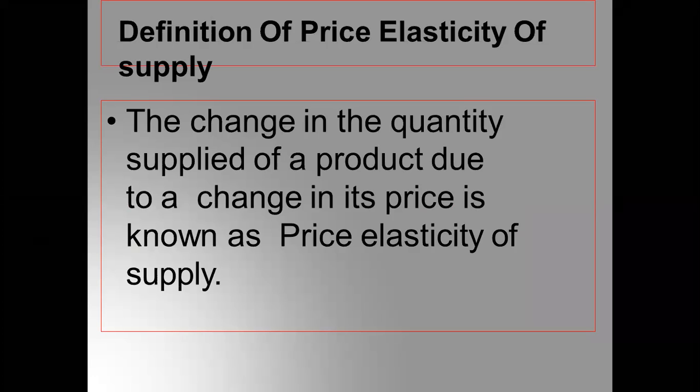The change in the quantity supplied of a product due to change in its price is known as price elasticity of supply. Okay, so we have also seen in price elasticity of demand how much percentage change is happening because of percentage change in price. Likewise, in price elasticity of supply, we are going to see to what percentage the supply changes due to the changes in price. Okay, so the change in the quantity supplied of a product due to change in its price is known as price elasticity of supply.